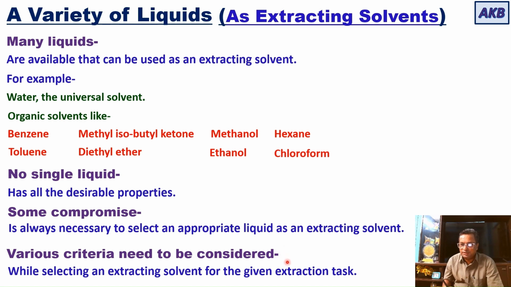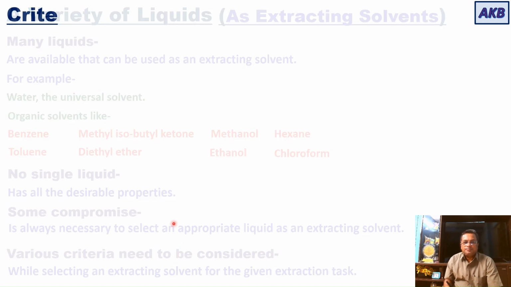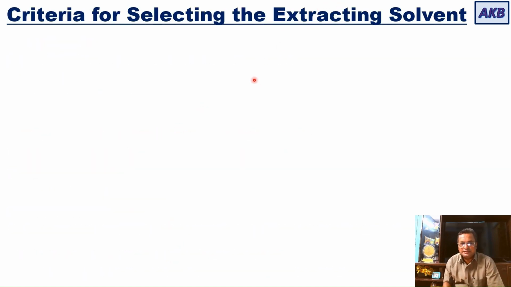So now we know that there are various criteria that have to be considered while selecting the extracting solvent. Now let us know what the criteria are for selecting the extracting solvent. The first criterion that you have to consider is selectivity. Selectivity is a parameter you need to consider while selecting the extracting solvent. First we are going to understand how selectivity is defined, and then how to use it for selecting the extracting solvent.